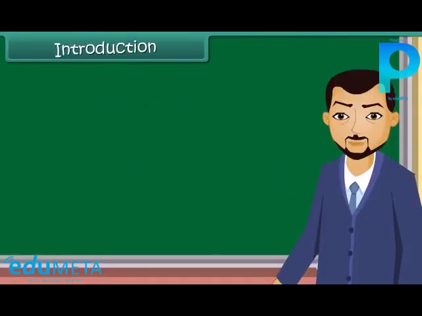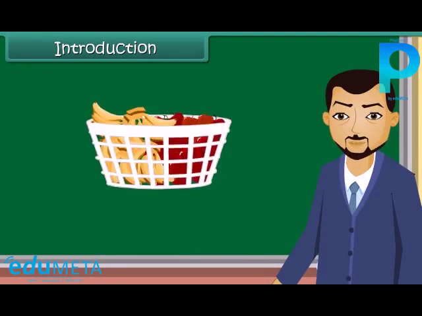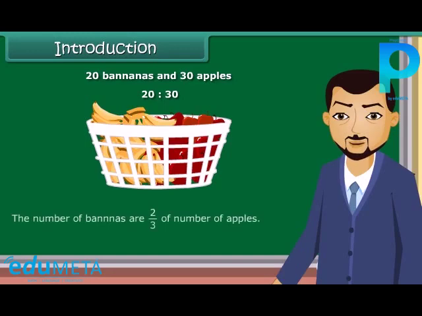Introduction. Ratio means comparing two quantities. A basket has two types of fruits, 20 bananas and 30 apples. Then the ratio of the number of bananas to the number of apples is equal to 20:30. The number of bananas is 2/3 of the number of apples. In terms of ratio, this is 2:3. Read as 2:3.